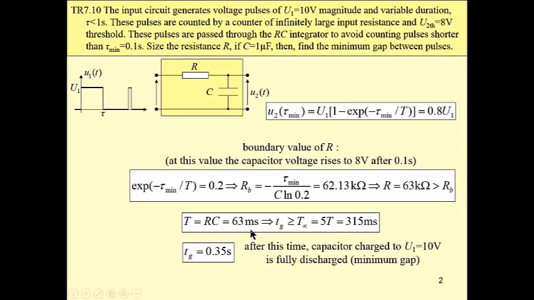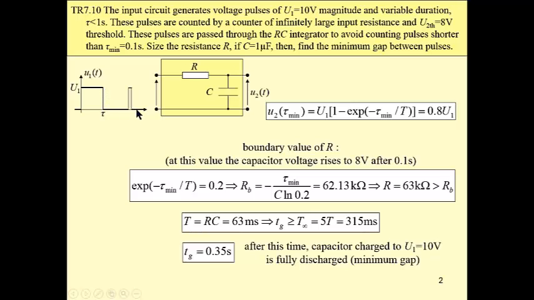For this resistance of 63 ohm, the time constant of the circuit is 63 milliseconds. Then we need a minimum gap between pulses, such that the steady state condition of 0 voltage is reached before the next pulse. The gap time should be greater than or equal to this value, let's say 0.35. After this time, the capacitor, which is fully charged to 10 volt, is fully discharged.